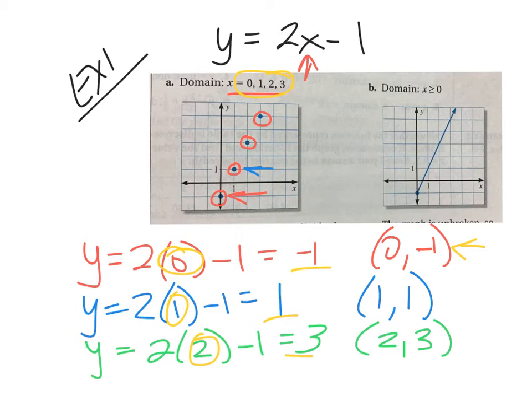And then what kind of function is A? Discrete or continuous? Discrete, because it's broken up into points.